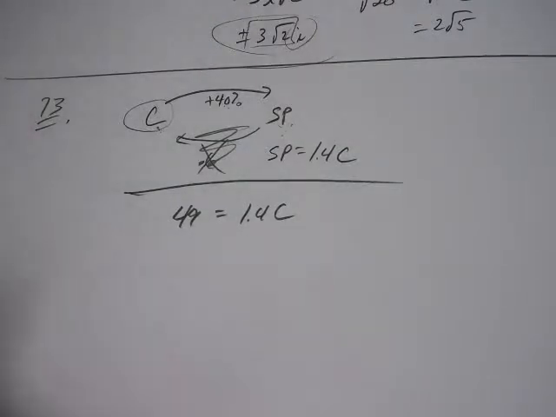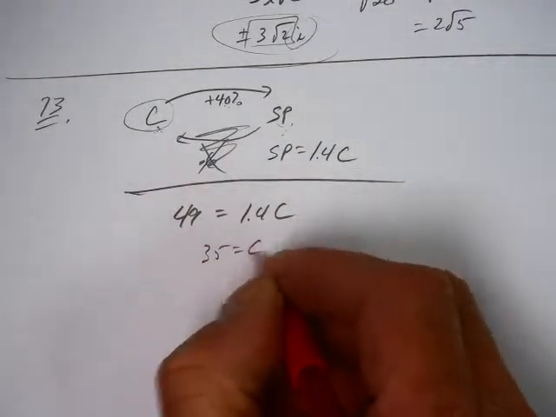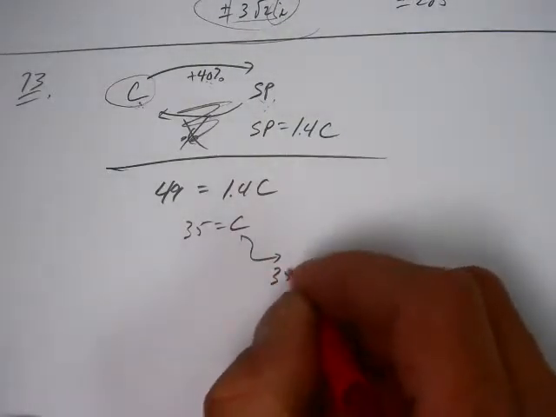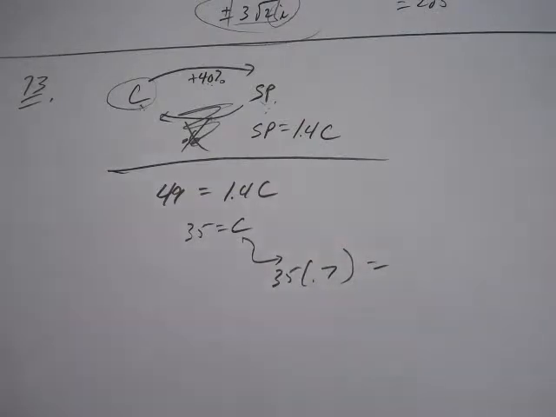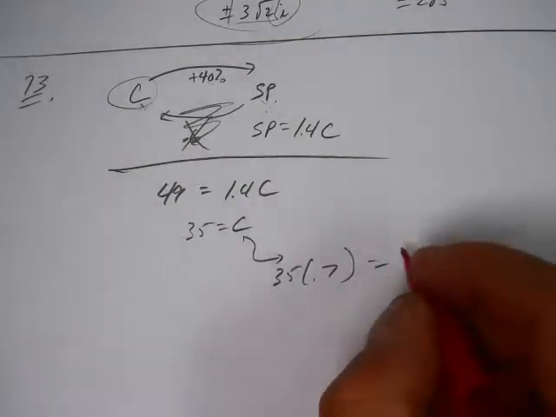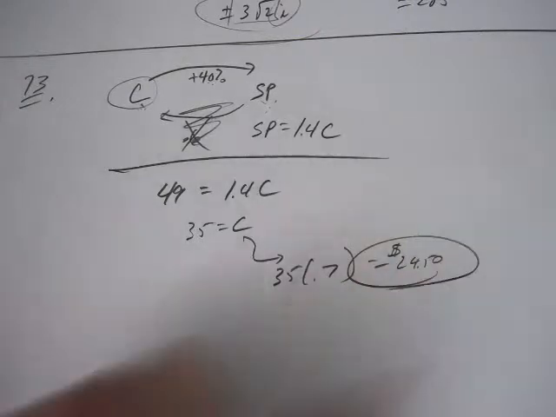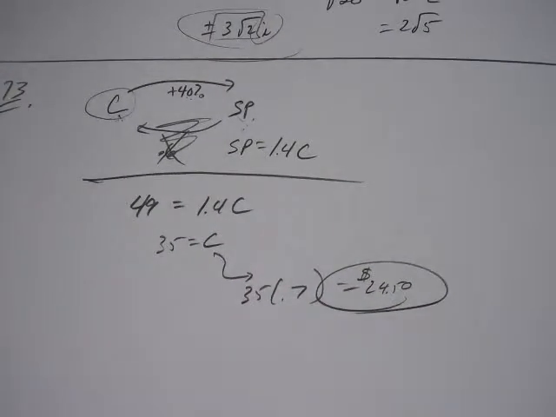So 49 divided by 1.4 gives me $35 as their cost. And now if they're going to go 30% off of that, we go 35 times 0.7, because we're taking 30% away from the 100%. And that's where we get the 24.50. Please tell me that's the right answer. Okay, good.